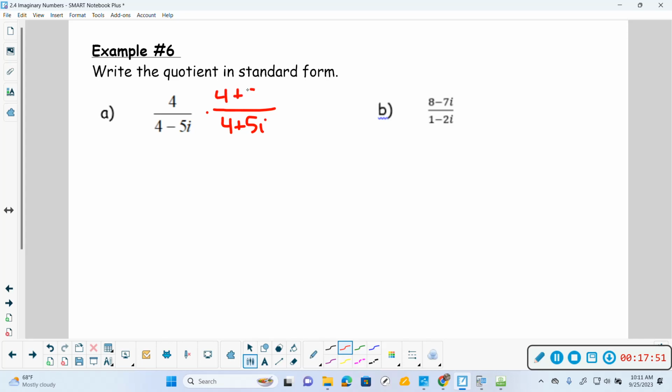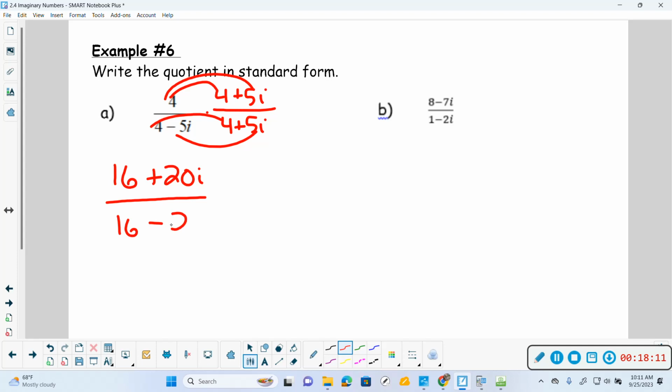But of course, I got to do the top. So I'm going to multiply these together. 4 and 4. 4 and 5i. Now on the bottom, we can kind of shortcut it, because remember the middles will cancel. 4 and 4. Negative, positive. 5 and 5. i and i. And i squared, we know by now, is a -1. So what number do you really have on the bottom? Because you're going to have 16 plus 25, which is 41.